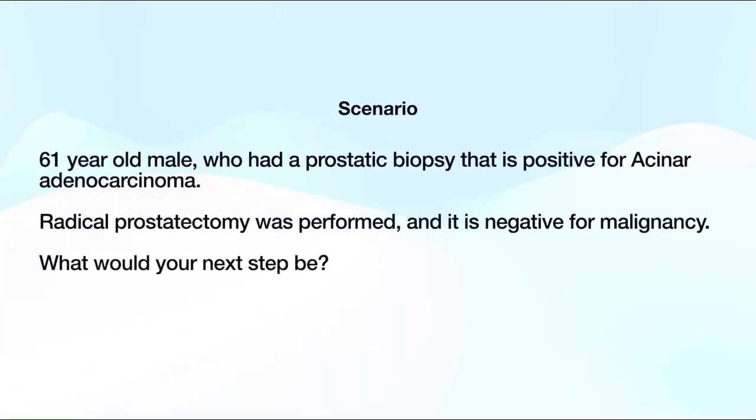So, in this video, I'll tackle this quality scenario, which is seen a lot in practice and it comes in the exams of histopathology, cytopathology in general. So, we have a 61-year-old male who had a prostatic biopsy that is positive for acinar adenocarcinoma. Radical prostatectomy was performed and it is negative for malignancy. What would your next step be?